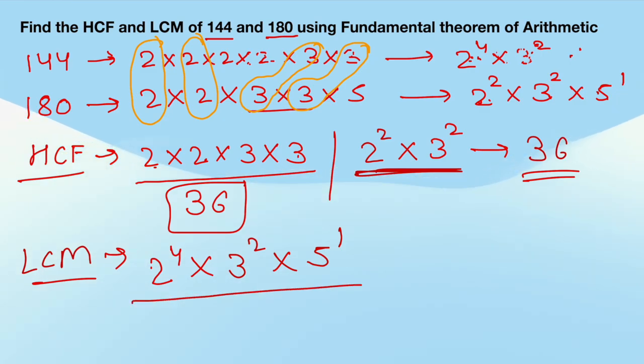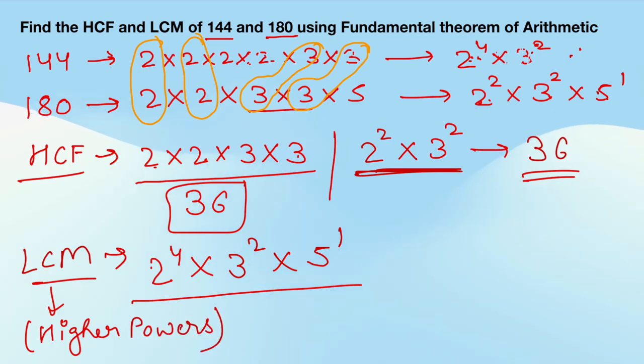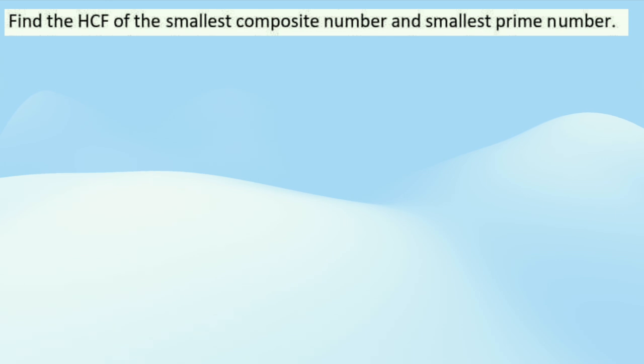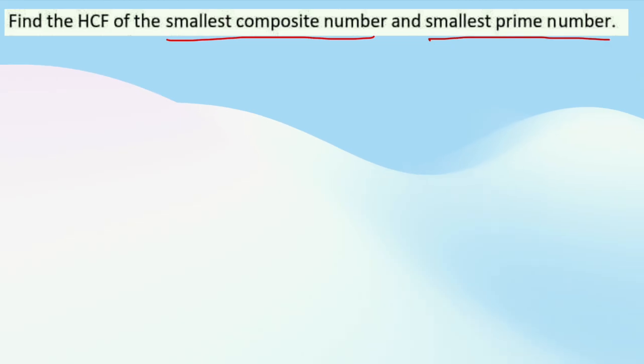Hope this is clear how to find the HCF and LCM of numbers. Okay. For LCM, you have to take the higher powers. And for HCF, you have to take the lower powers. Clear? Come to the next question now. The question is, you have to find the HCF of the smallest composite number and the smallest prime number.